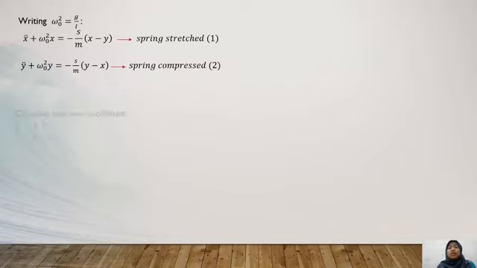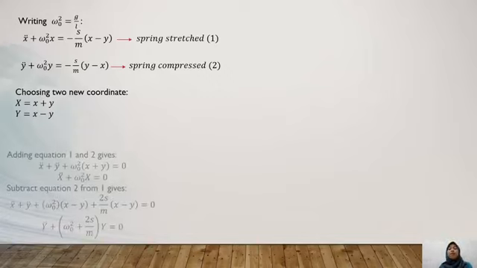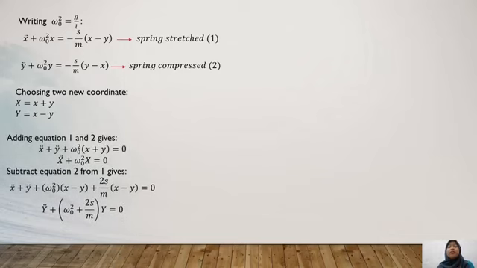As we cannot solve for x and y directly, we will choose two new coordinates, where capital X stands for x plus y and capital Y for x minus y. Adding equations 1 and 2 gives capital X double dot plus omega naught squared X is equal to 0. Subtracting equation 2 from 1 gives capital Y double dot plus bracket omega naught squared plus 2S over m close bracket Y is equal to 0.